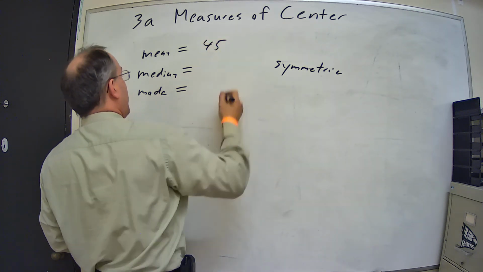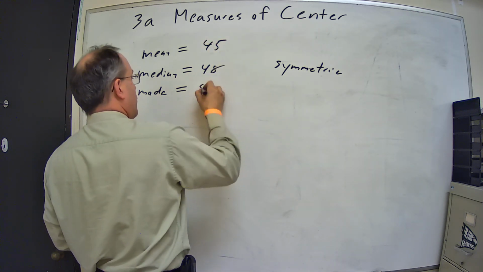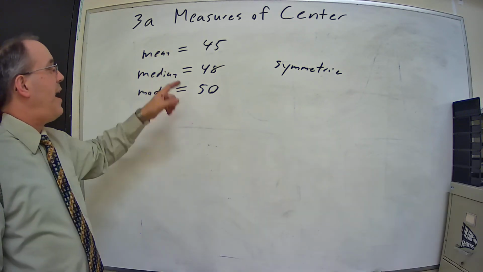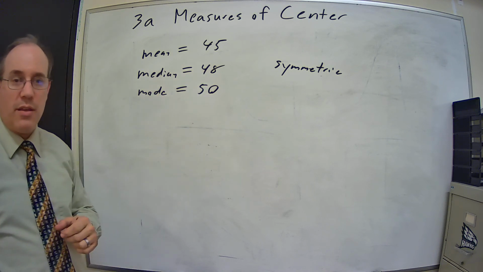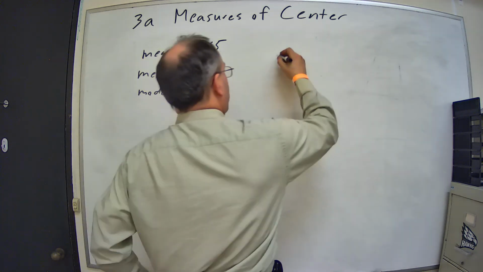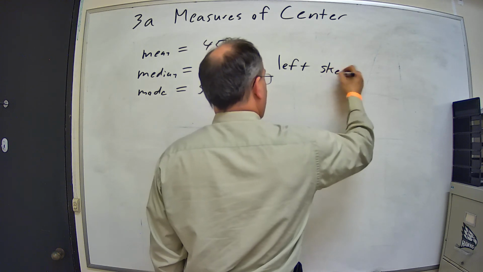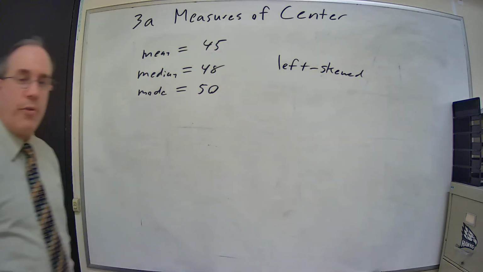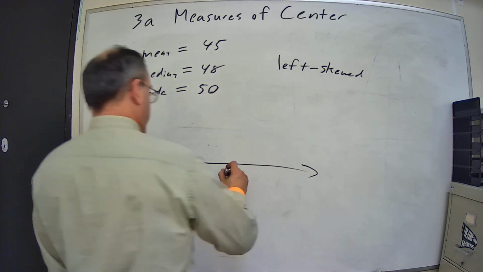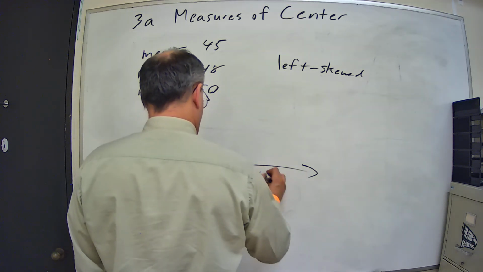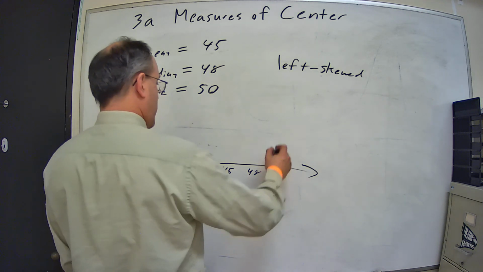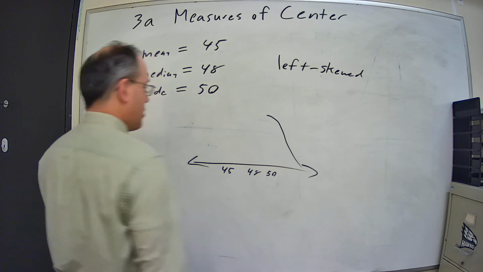Mean is 45, median is 48, mode is 50. Okay, so mean is 45, median is 48, mode is 50. That would be left skewed. Left skewed. How do I know that? Well, if I put these on a number line, we got 45, 48, 50, right? We know the mode is going to be the highest point on this, so it's curving down somewhere around there.